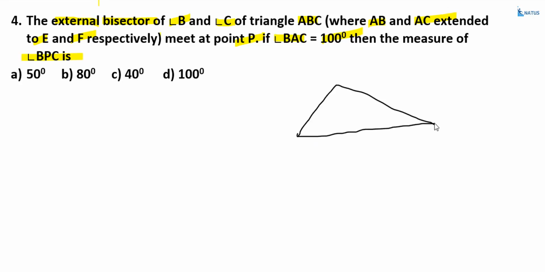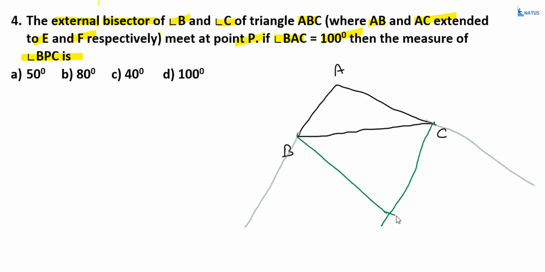Suppose this is a triangle A, B, C. External bisectors of angle B and C. Suppose you produce the sides B and next this is C. External bisectors. So, what are the external bisectors? This is the external bisector of B and this is the external bisector of C. These two lines meet at this point. And what about this point? This point is P.